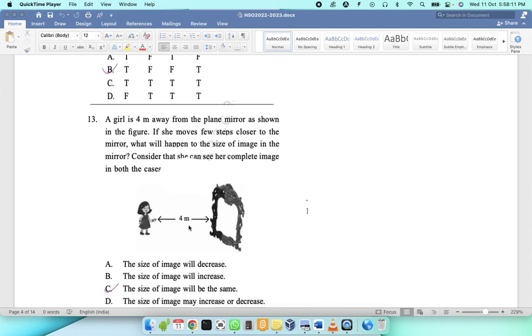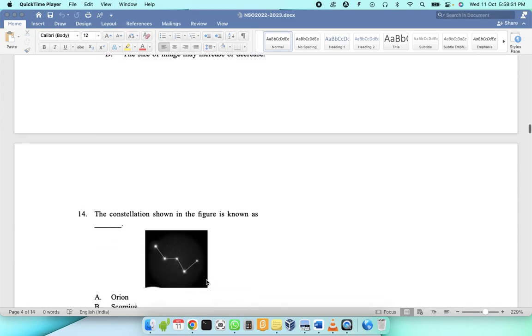Here we see that the girl is 4 meters away from the plane mirror. So, according to the property of image formed by a plane mirror, the size of an image is always the same as that of the object, irrespective of the distance between the object and the mirror. So, C is the answer.